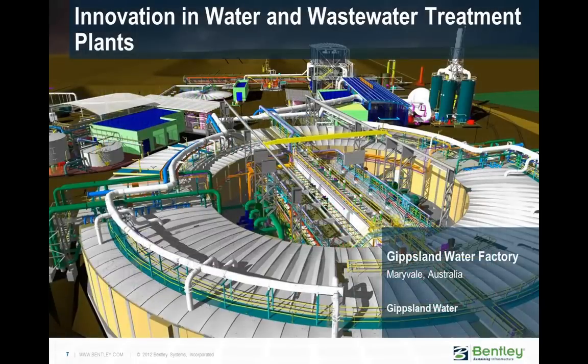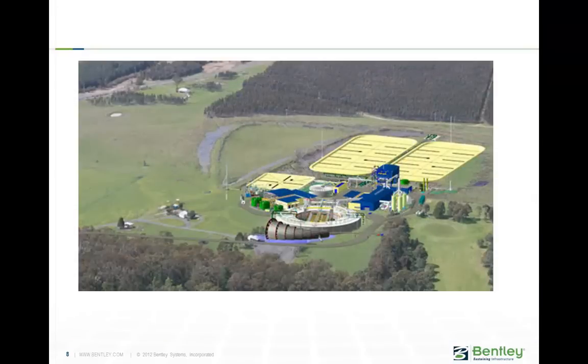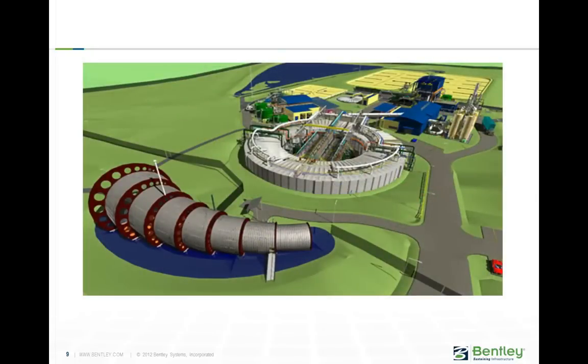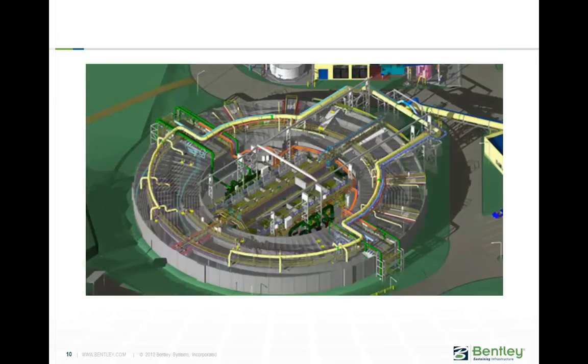The first project I would like to show you is the $253 million Gippsland Water Factory in Victoria, Australia. It provides a sustainable solution for treating up to 35 million liters per day of domestic and industrial wastewater. This facility generates high-quality recycled water to save about 3 billion liters of fresh water each year.